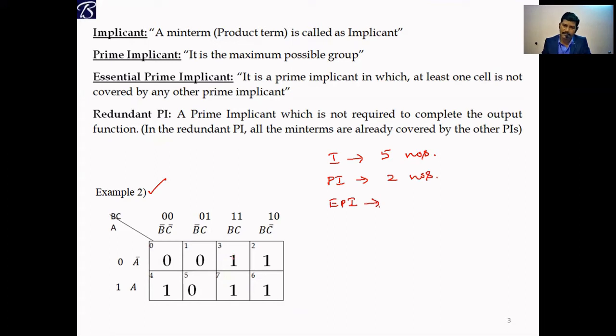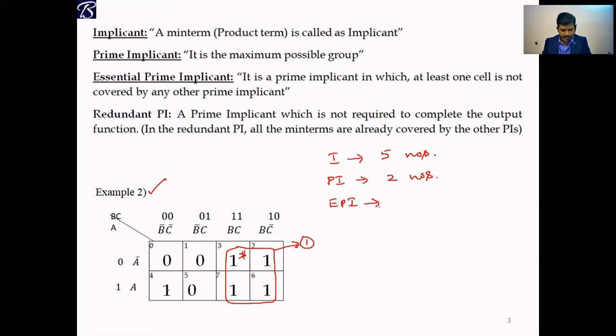Essential prime implicant, in other words, we can tell that if you take a cell, a minterm, then to group that one, there should be only one possibility. Consider this cell number 3. So how many possibilities? Only one possibility, that is a quad here. So that's why this is an essential prime implicant. Let us group this one, so put a star here. The first one is an essential prime implicant.